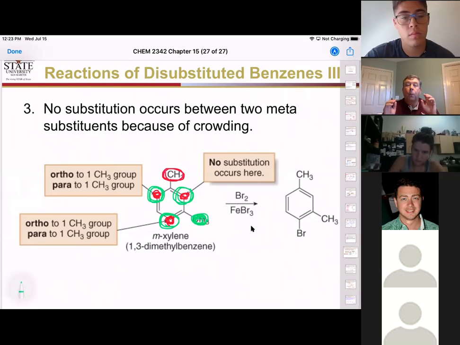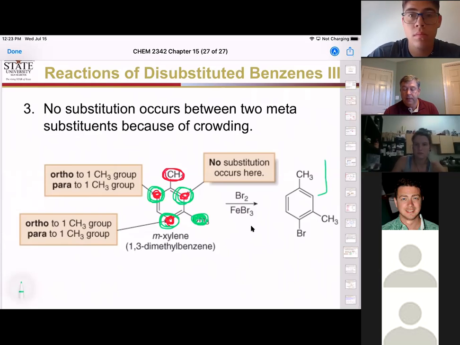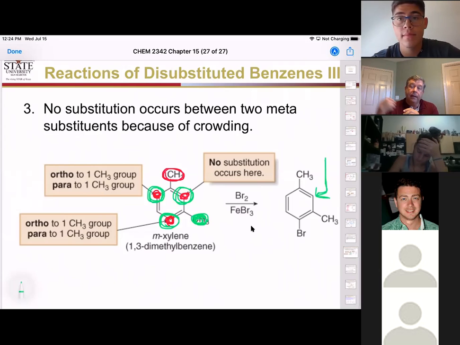But when we actually do a mono substitution, we only get one product, okay? And the reason is that even though all three sites are equally activated, this site right here has two methyl groups next to it, okay? So this site here is actually crowded out. It's activated, but you cannot get your electrophile in there to react at that position.